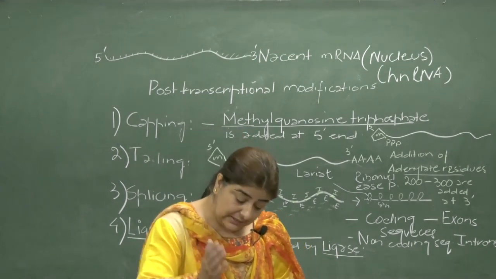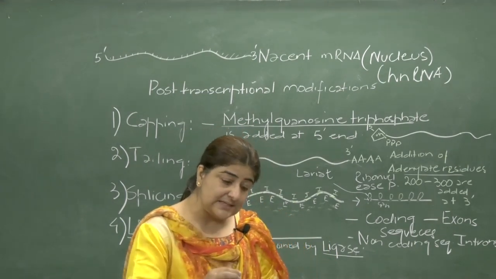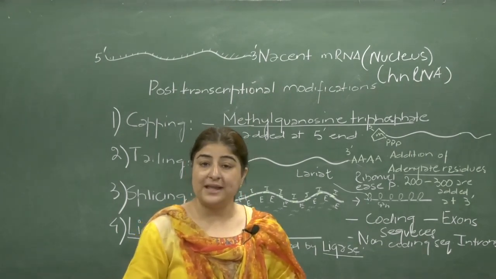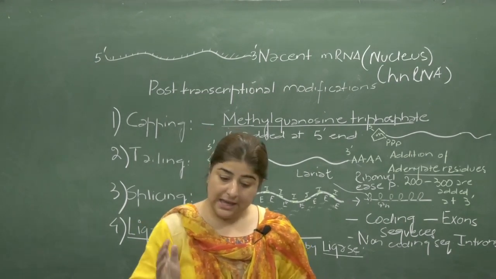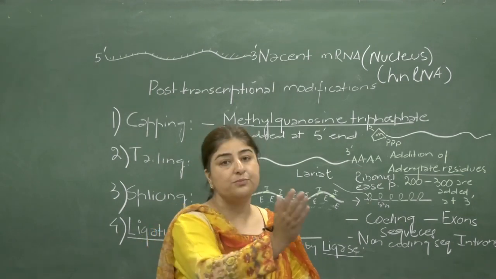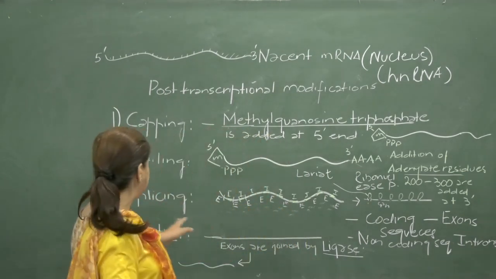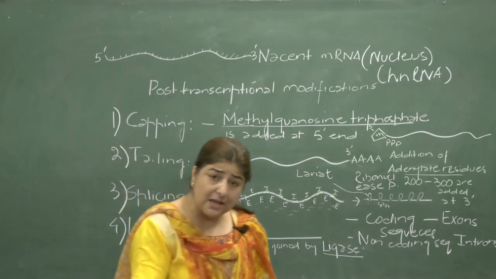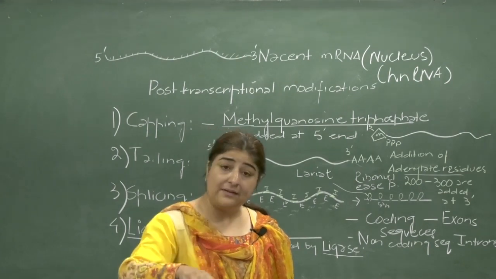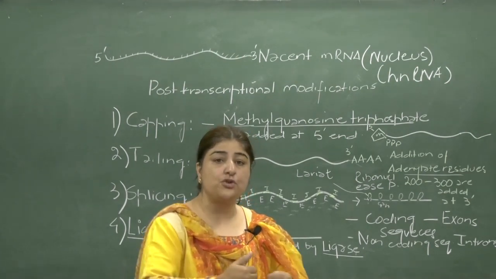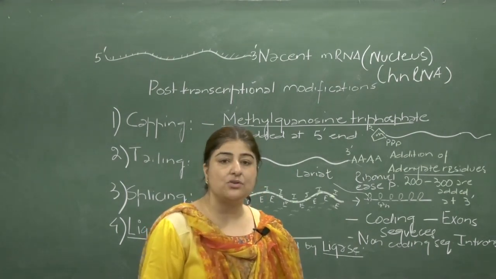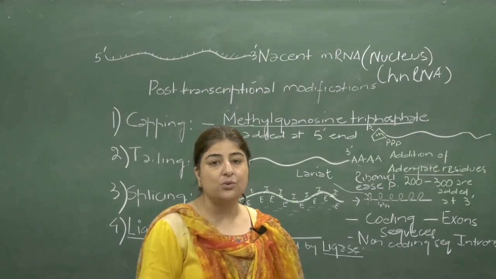These introns are removed with the help of an enzyme known as ribonuclease P. It excises the introns, and in the form of a lariat structure, these introns move out. The next step after splicing is ligation. Once the introns are removed, there is a gap in between two consecutive exons, and these two exons need to be joined. They are joined by an enzyme known as ligase.